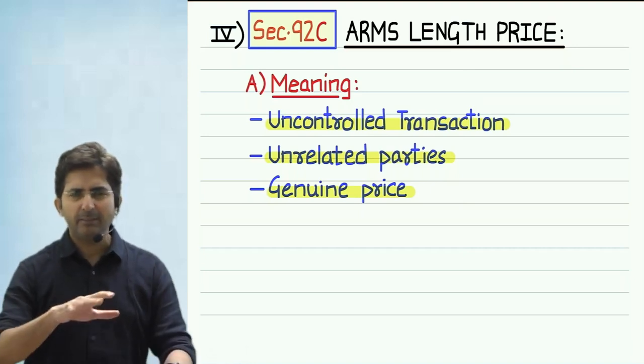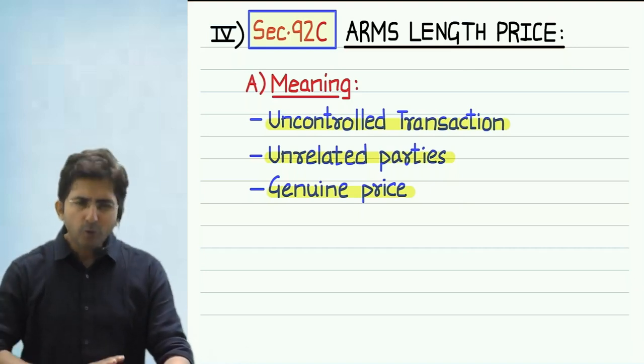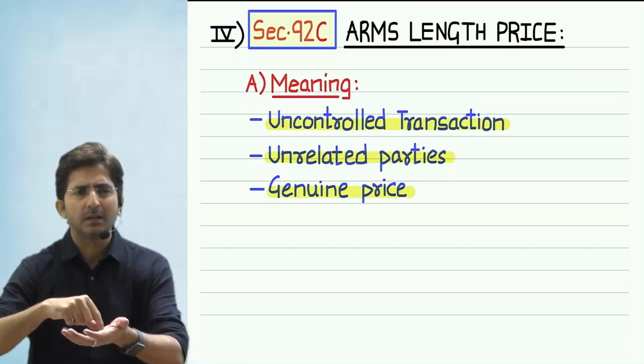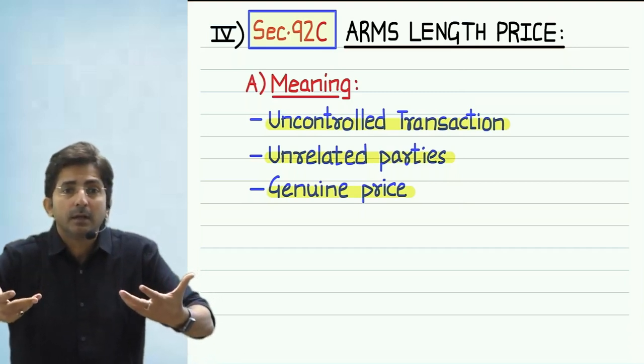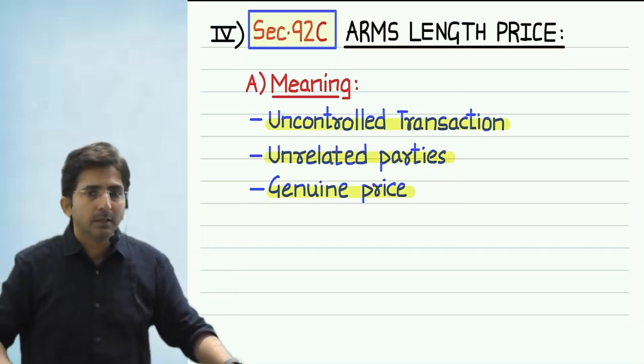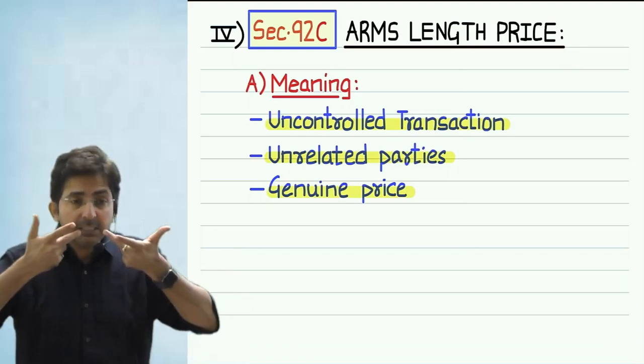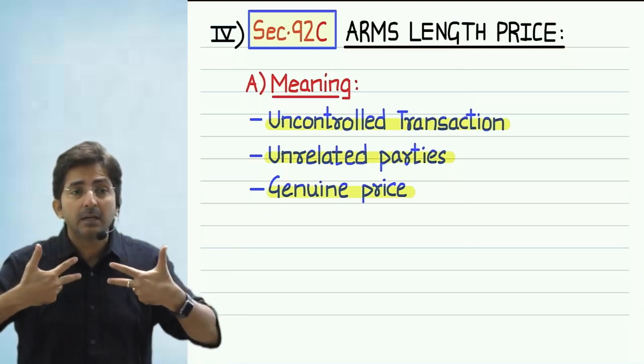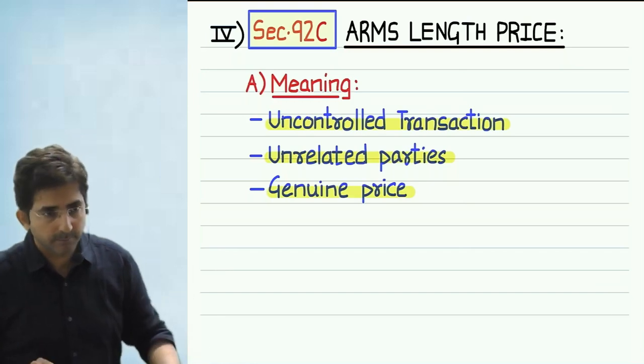Anyways, meaning they will not ask in the exam. But you know, sometimes when you have to write the answers, you have to use such terms. Uncontrolled transactions, unrelated parties. These terms are used to address arm's length price.